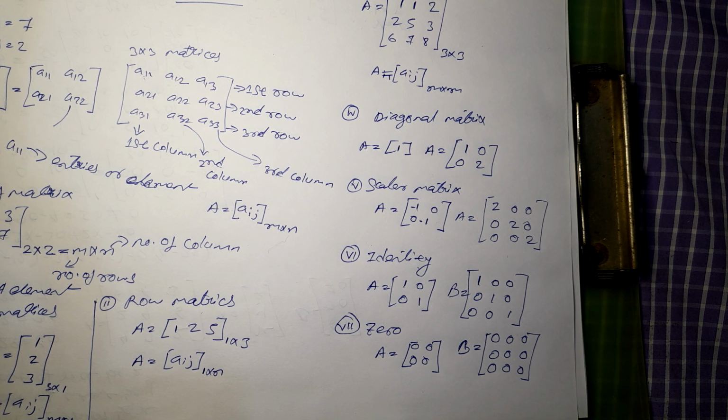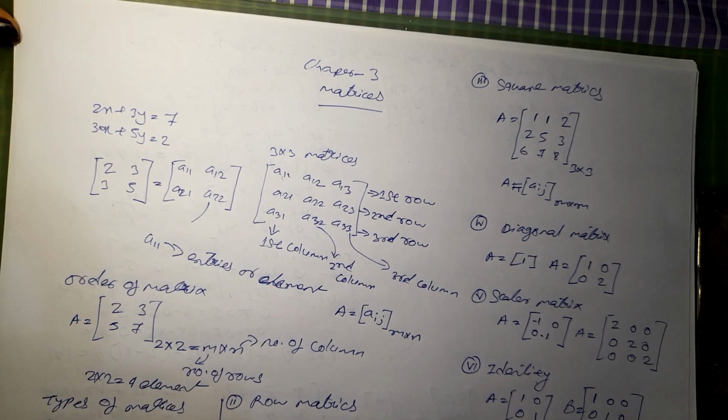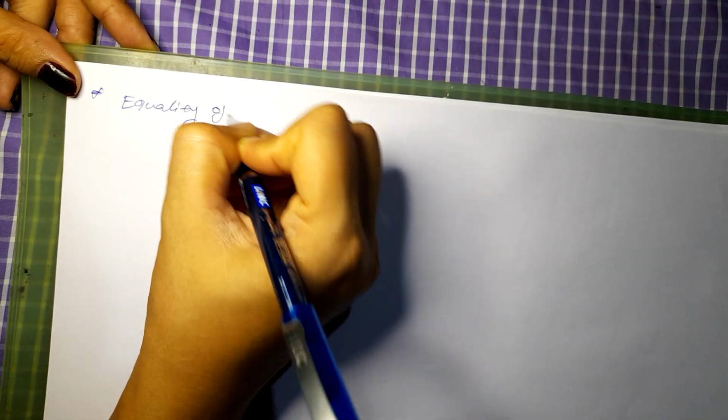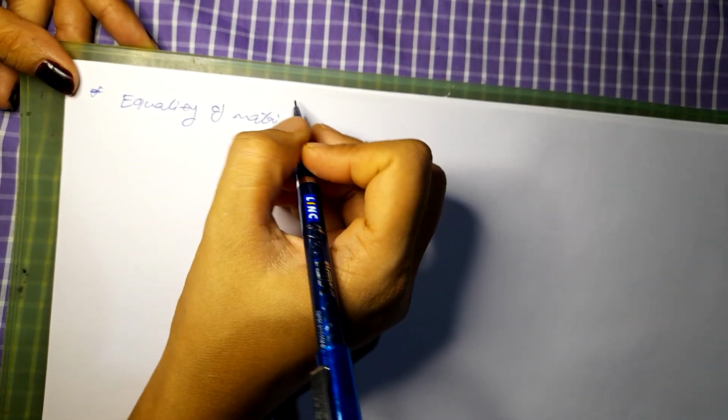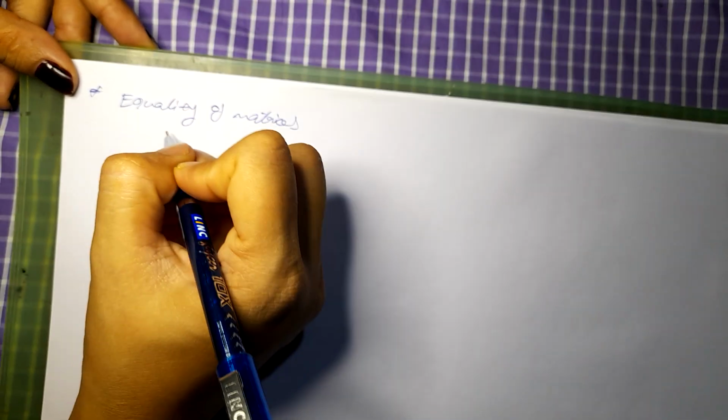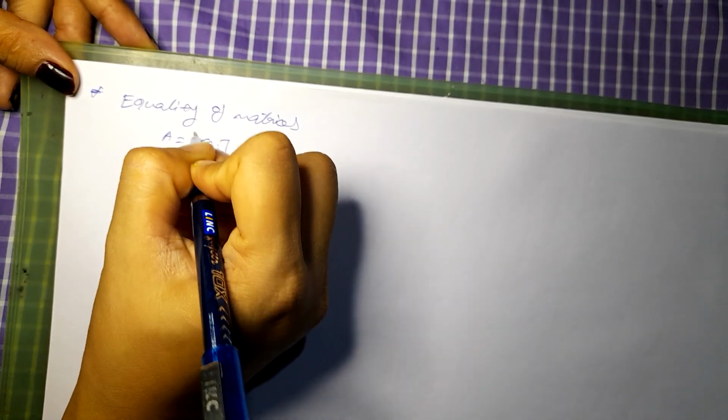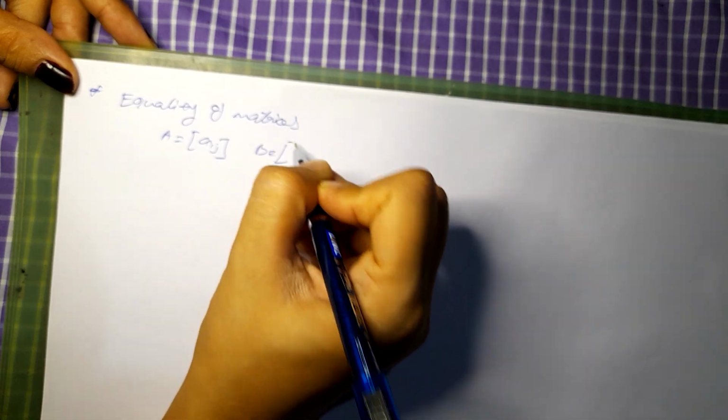After that, we have another topic, equality of the matrix. What do we mean by equality? Whenever it's equal, we call it equality. This is not a type of matrix. For equality of matrices, we have A with elements Aij, and another matrix B with elements Bij. Their order will be the same. So if one is a 2 cross 2 matrix, the other has to be a 2 cross 2 matrix. If one is 2 cross 2 and another is 1 cross 1, it's not possible.